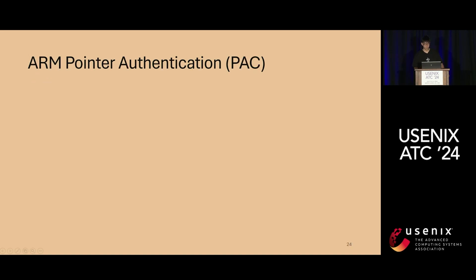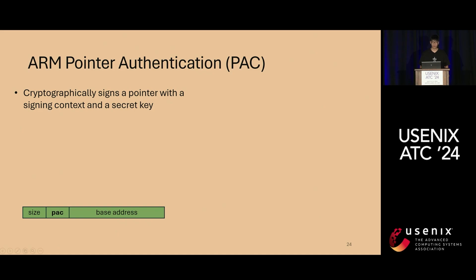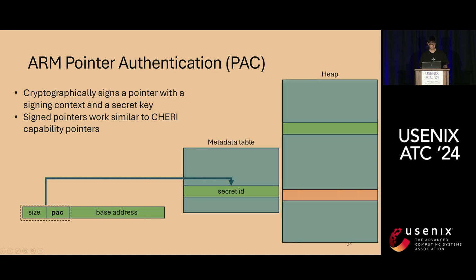ARM pointer authentication code, PAC, can cryptographically sign a pointer with a signing context and a secret key. PAC was not directly designed for isolation. However, with compiler instrumentation, signed pointers can work similarly to the CHERI capability pointers. For the sake of time today, I will not go into too much detail. I'll give a high-level look.